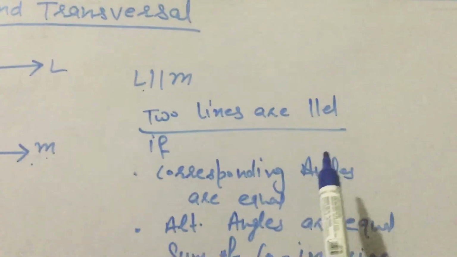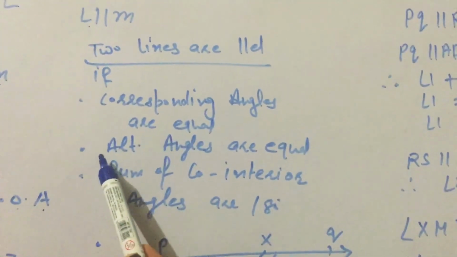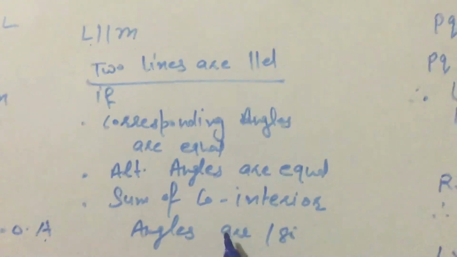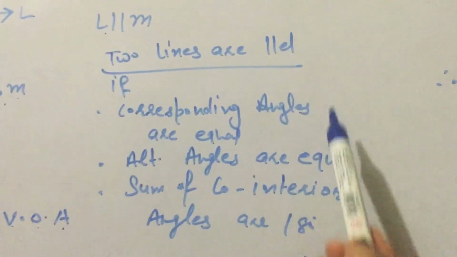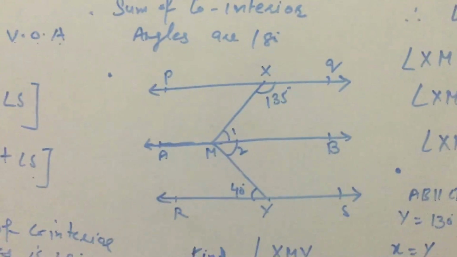Two lines are said to be parallel if their corresponding angles are equal, if alternate angles are equal, and if the sum of the co-interior angles is 180 degrees. These are the conditions of two parallel lines. Now I am going to explain one question.